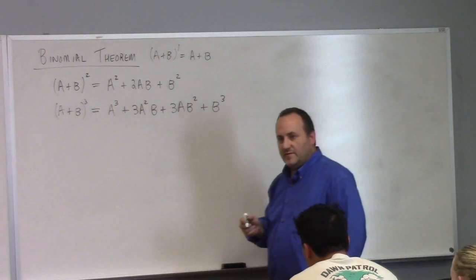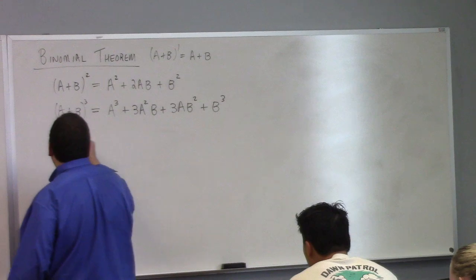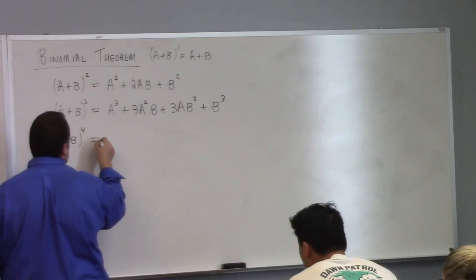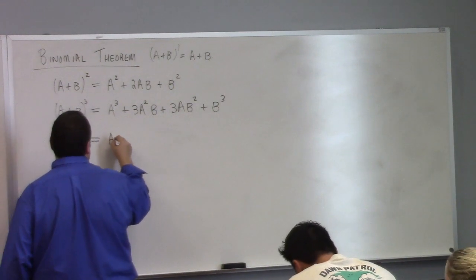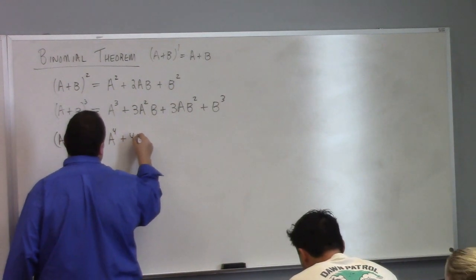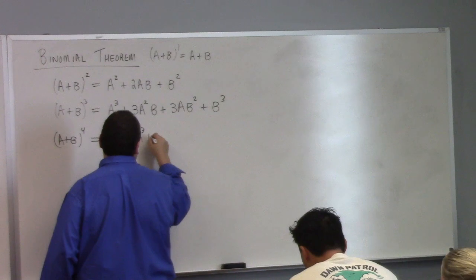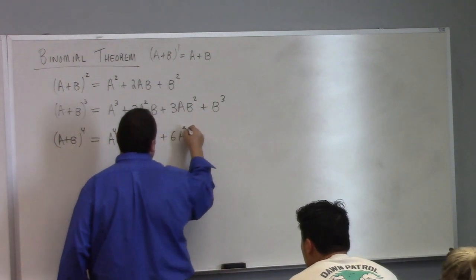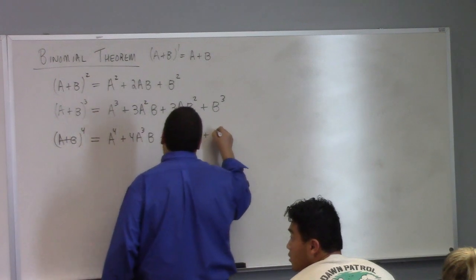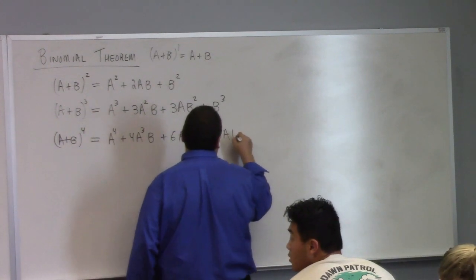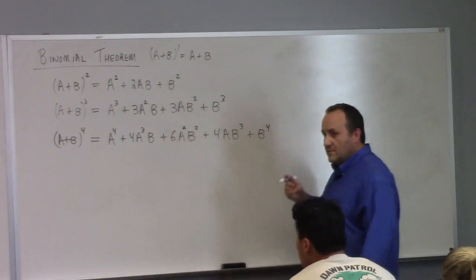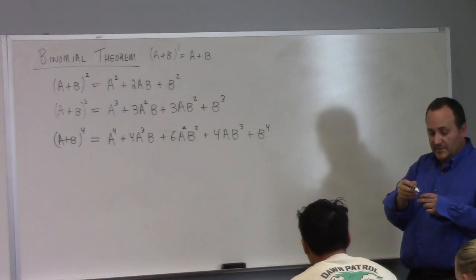Do you know what a plus b to the 4th is? It's a to the 4th plus 4a cubed b plus 6a squared b squared plus 4ab cubed plus b to the fourth. Now you might wonder how I know these. Let me tell you my secret.